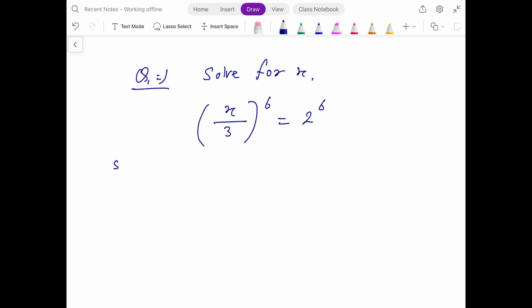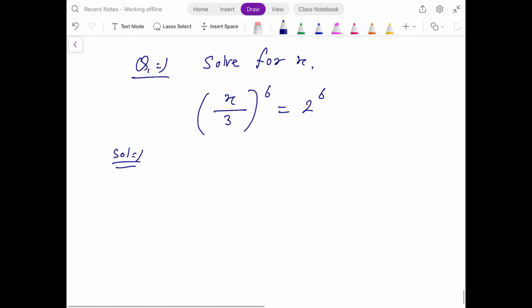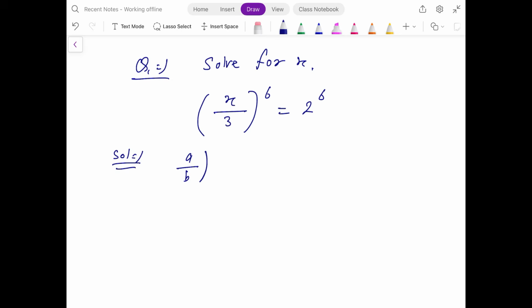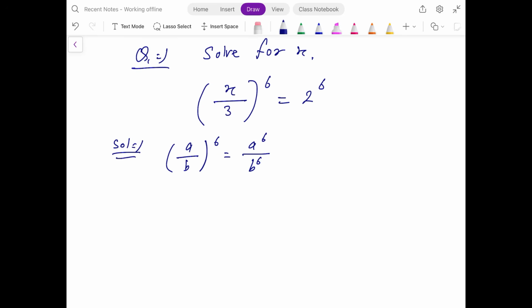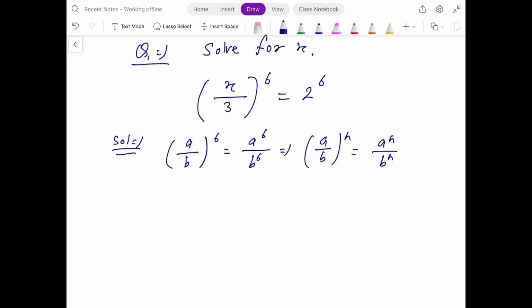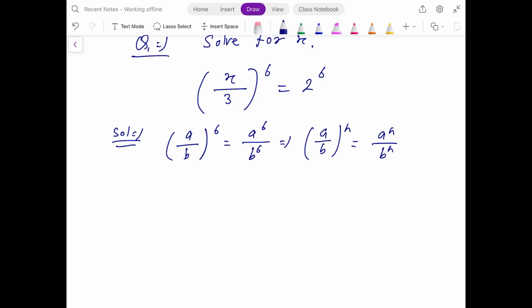So in order to solve this equation, very first we will be using the properties of indices on the left hand side. In case we have (a/b)^6, it can be written as a^6 divided by b^6. Or in general, if we have (a/b)^n, it can be written as a^n divided by b^n. So after using this property on the left hand side, the left hand side becomes x^6 divided by 3^6, and the right hand side is 2^6.